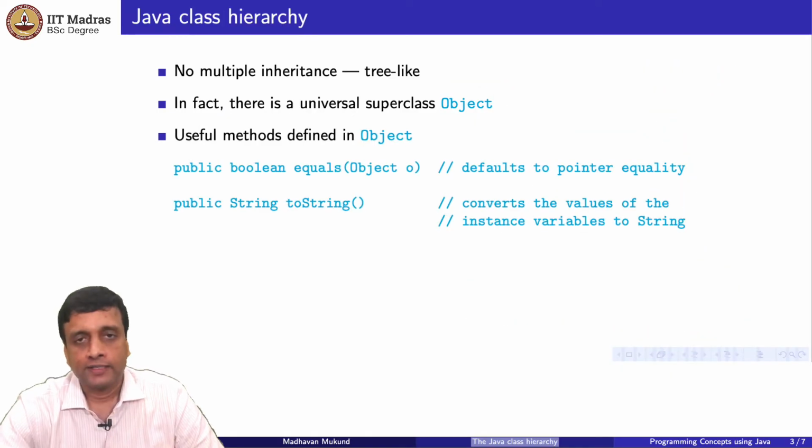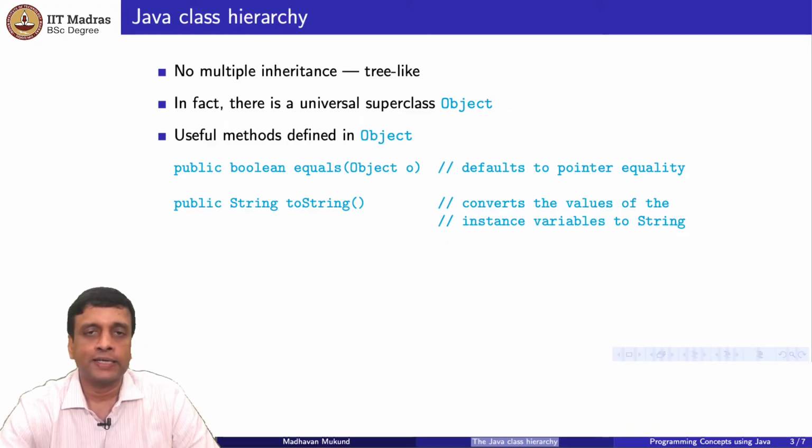And you don't have to say this, right? You don't have to say employee extends object. It is implicit. So having an object at that root allows us to define some methods which are available implicitly to every class that we define. So remember that inheritance works that way, right?